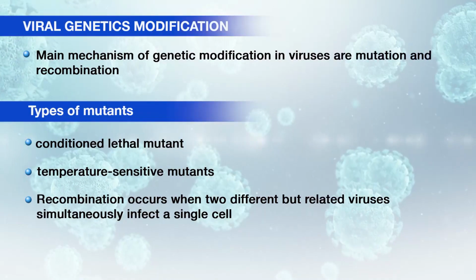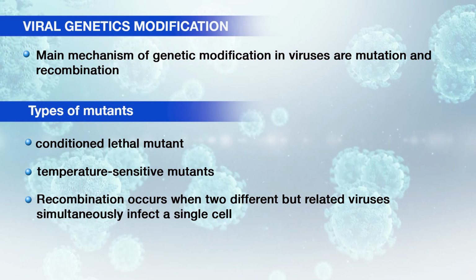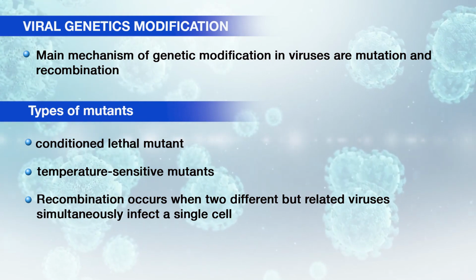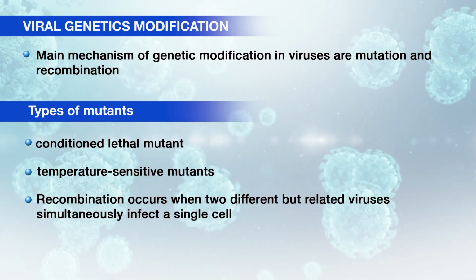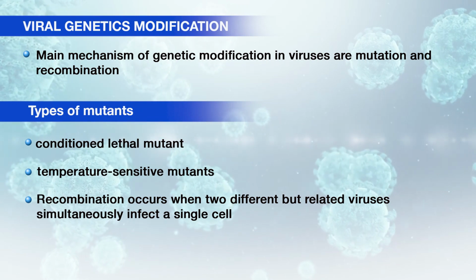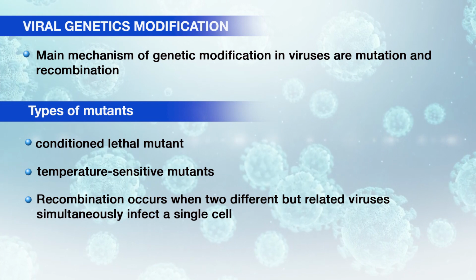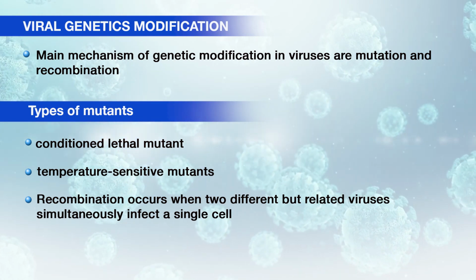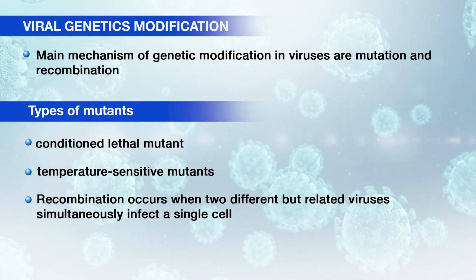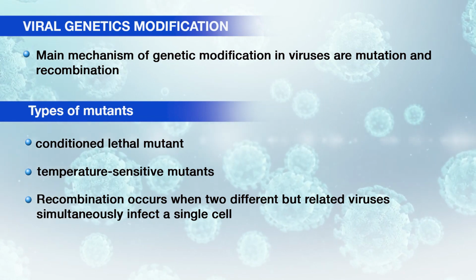So what are the few modifications you see after the multiplication? You'll see some modification in the genetic material, which will be through two ways: either through mutation or through recombination. Through mutation, you will see two types of mutants, which can be either conditional lethal mutants or temperature sensitive mutants. Recombination usually occurs when two different but related viruses together infect a single cell.